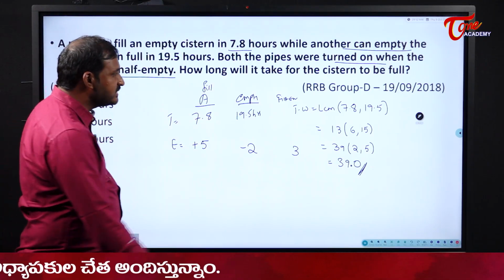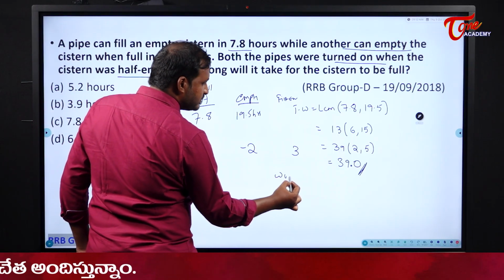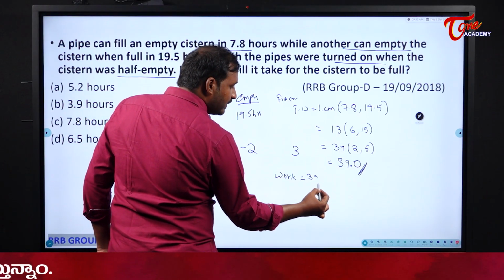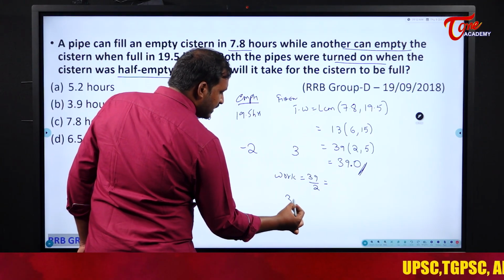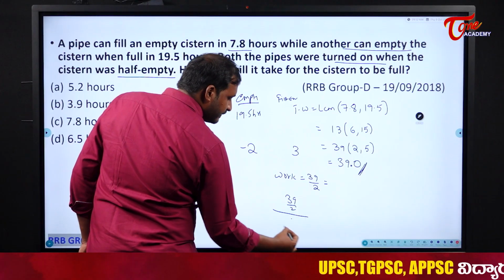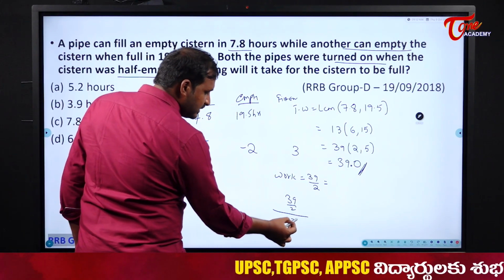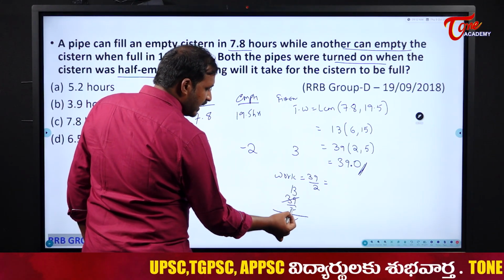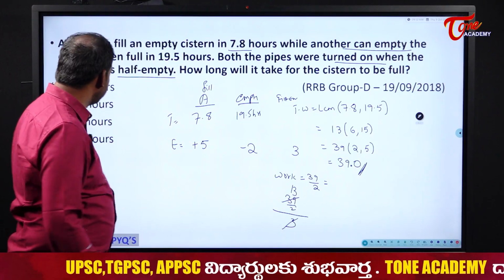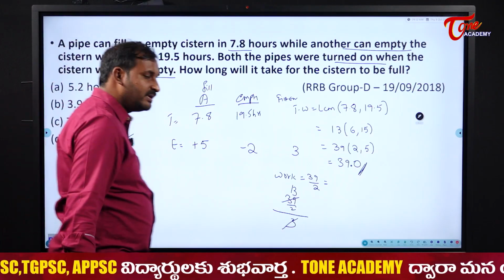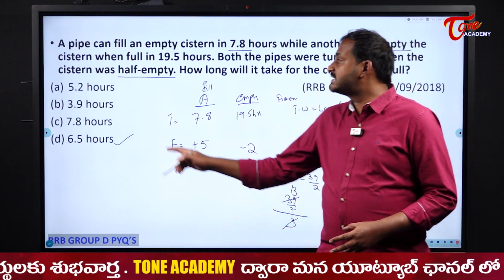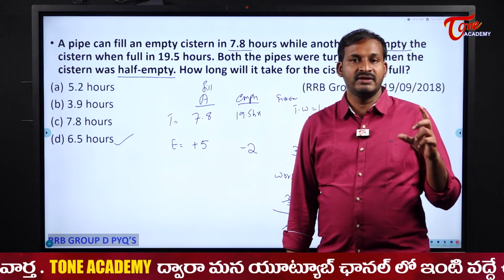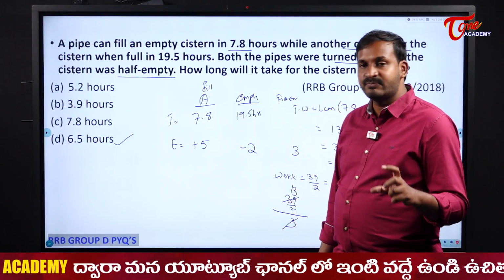Half tank means my work required is 39 by 2, not the complete tank. And efficiency is 3. So 39 by 2 whole by 3. 3 ones, 3 13s, and once again 13 by 2 will become 6.5 hours. So they can fill the half tank working together in 6.5 hours.